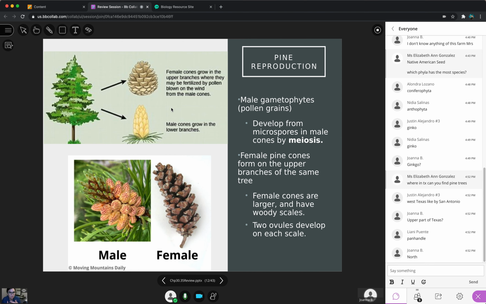It's different for us because we don't really have pine trees. I don't think I've seen one. I'm sure people have some that they planted in their yard. I typically don't see any trees like this in our area, so that might be why we're not too familiar with it, but just know that there's a boy cone and a girl cone.